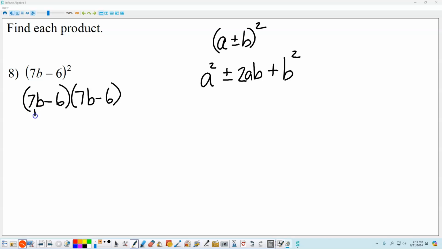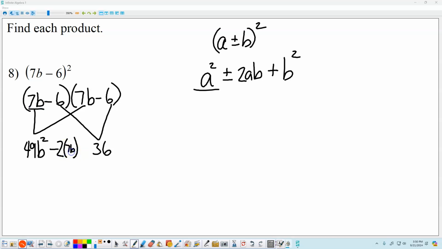So we have a times a gives me a squared. That would be 49b squared. We have b times b, which is going to be 36. Now in the middle, we're going to have a minus because we're dealing with a negative here. And it's going to be 2 times the a term times the b term. The last term will always be positive. So we need to multiply these. Oops, let me back up a little bit. I shouldn't have put that minus there actually because we already did that. There we go.